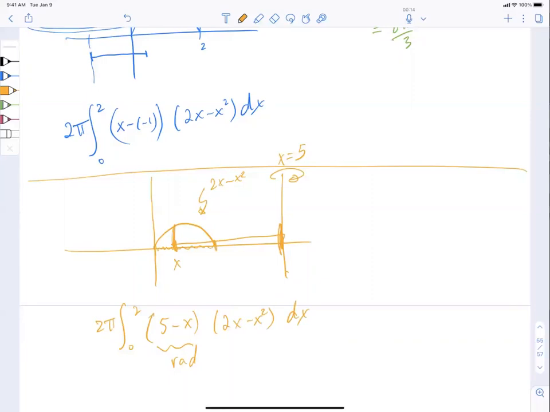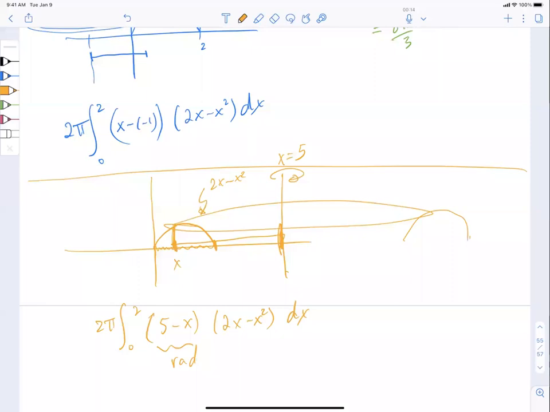So if you want the radius, and remember, you're turning this way now, right? If you want the radius of rotation, then there's a distance from 5 to x, so it's 5 minus x. So that's how you calculate that. Okay.